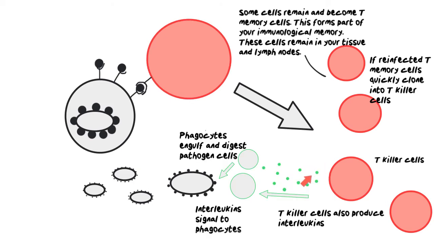T killer cells will also produce interleukins, which we spoke about at the beginning. We're talking about cytokines. So these are proteins produced, and they will go out and message phagocytes. And the phagocytes also will come along, therefore, and deal with these cells. Okay, so they will deal with them through phagocytosis.